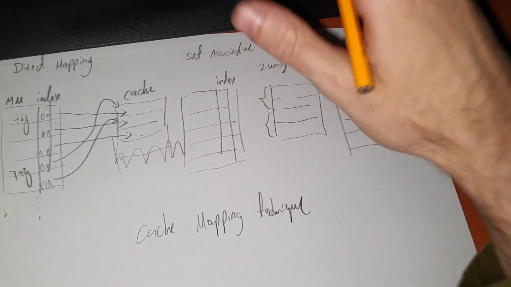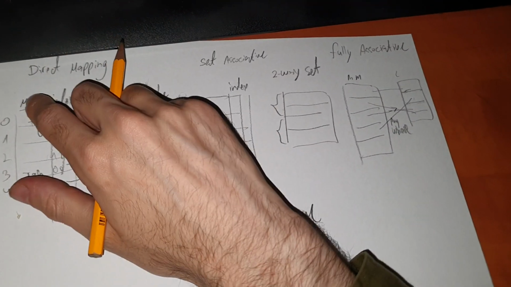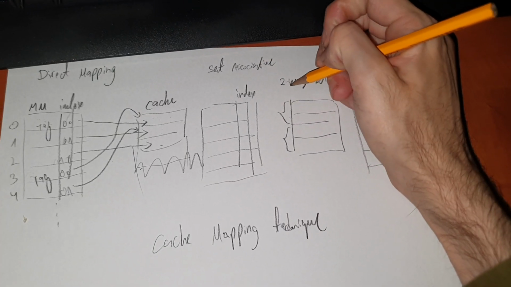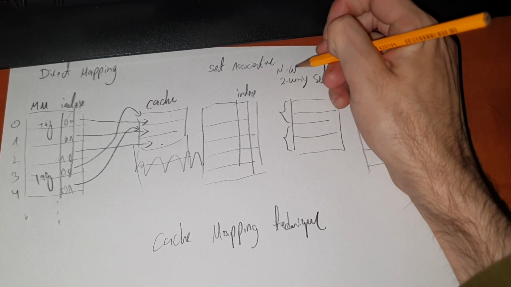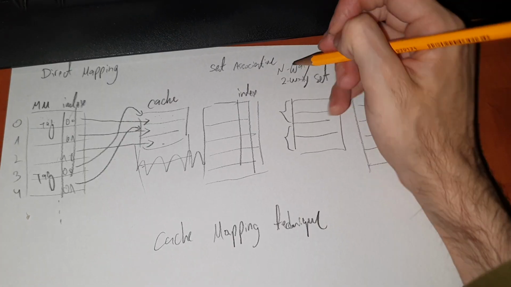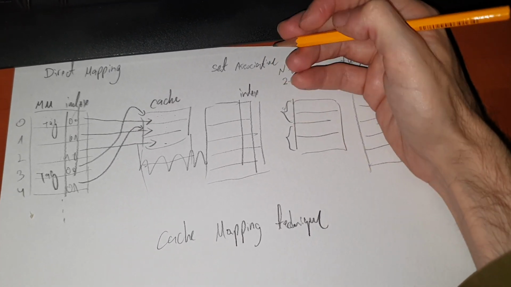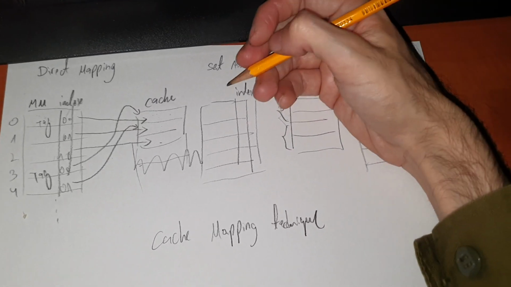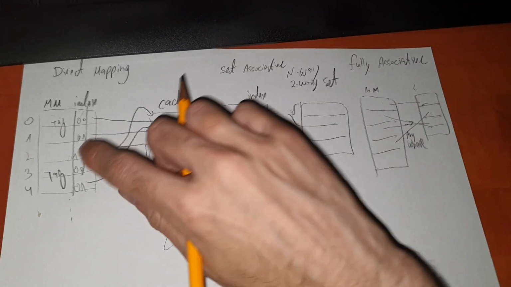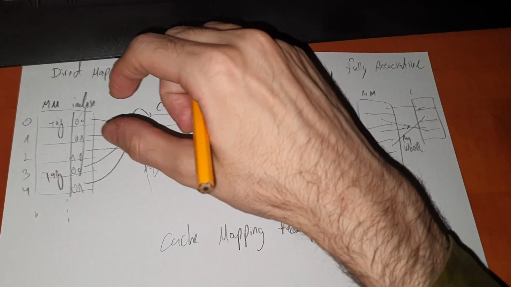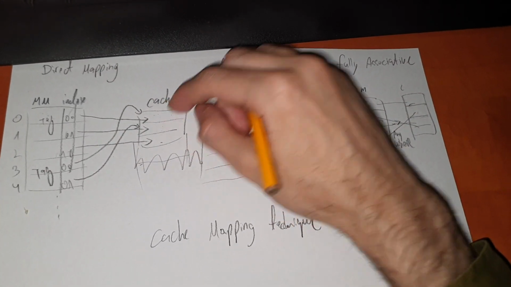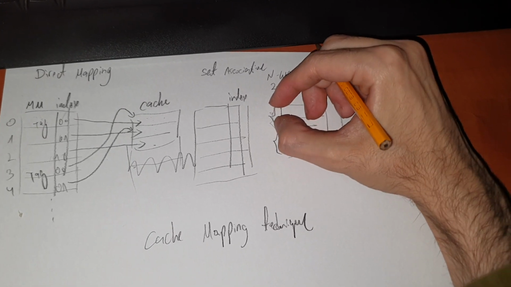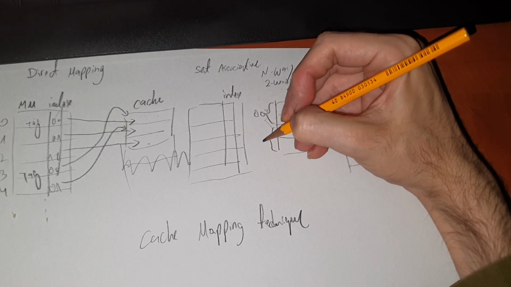So to compromise between those two methods, direct mapping and fully associative, we have set associative. When we talk about set associative, we're talking about n-way associative. The n-way is the size of the set. In two-way associative, for example, we have sets of 2. It means that for every block, instead of telling exactly which line it will be put in the cache, we tell each block which set it will be in. You will be in set, for example, 00 or 01.